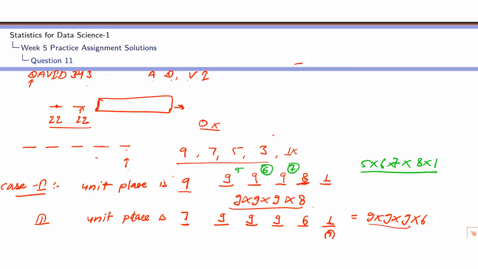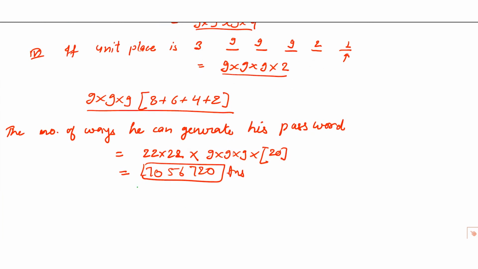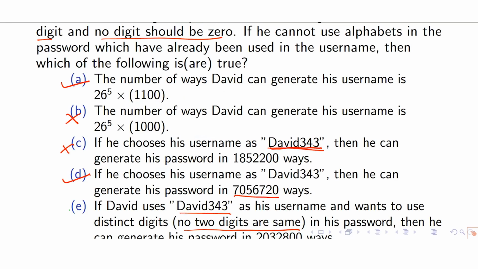So now the number of ways for the password will be, because he has 22 into 22 for the alphabets, which can repeat but digits cannot repeat. So it will be 5 into 6 into 7 into, the same thing will go here, so it will be 20, 32 and 800 ways. So option A is right.